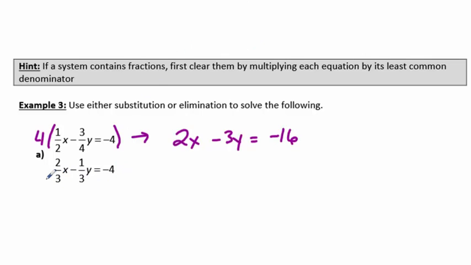The common denominator in the second equation is 3. Let's multiply everything by 3. 3 times 2/3 is 2x. 3 times 1/3 is 1y. And 3 times -4 is -12.